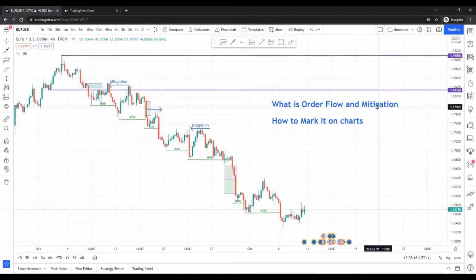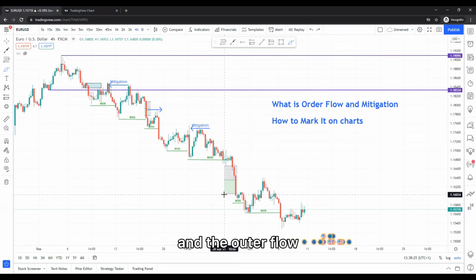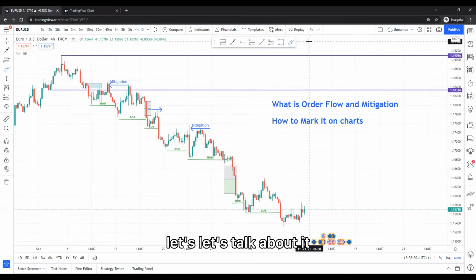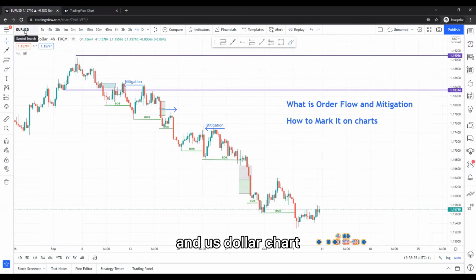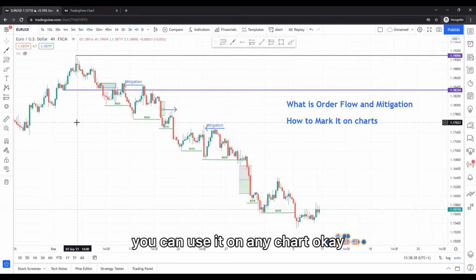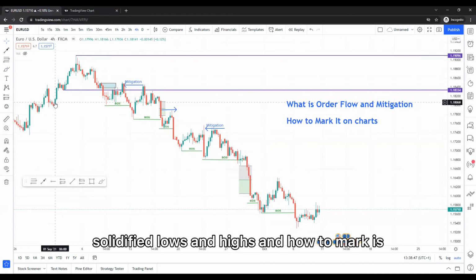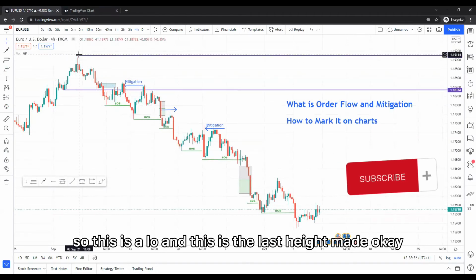Let's talk about this example, how I marked it and how you can mark it. This is a euro and US dollar chart. You can use it on any chart, any stock market, any other currency pair, cryptos and so on. You know what solidified lows and highs are, and how to mark them. I just marked them here. This is a low and this is the last high it made.